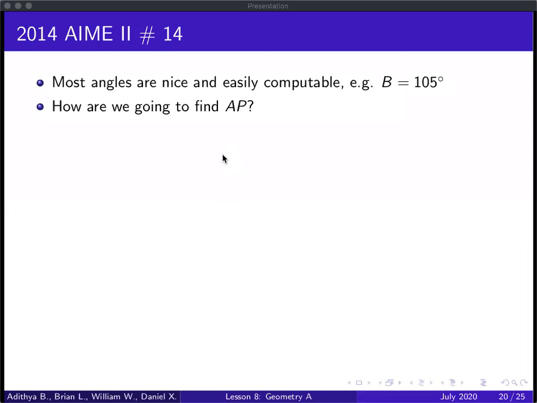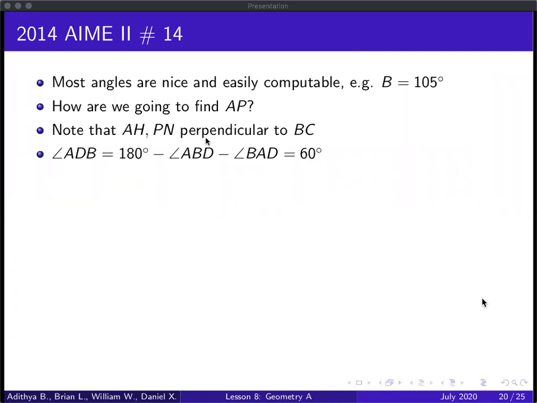So to be more specific, we know that AH and PN are both perpendicular to BC. And we can actually compute angle ADB. Angle ABD is 105, and angle BAD is half of A, which is 15. So that means angle ADB should be 60. Now this is nice. Since PN and AH are both perpendicular to BC, then we see that PDN and ADH are both 30, 60, 90s.